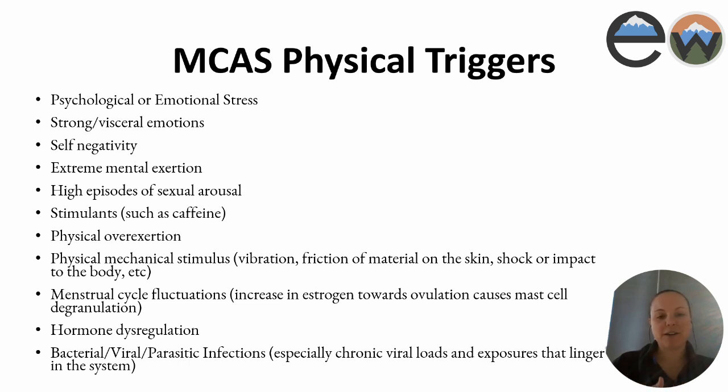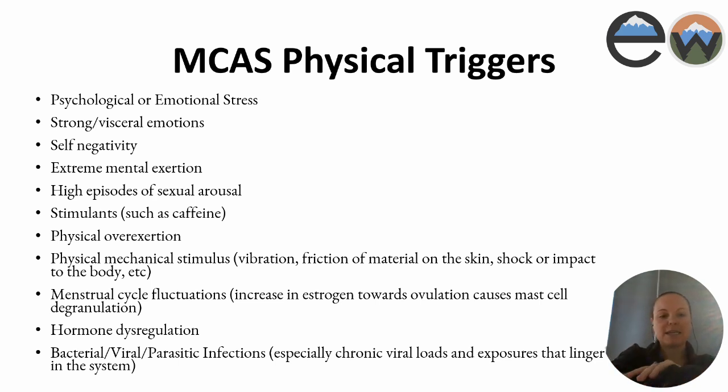High episodes of sexual arousal. So you can actually have abnormal mast cell reactions from sexual intercourse, or for some people, from climaxing and coming from a sympathetic state to that parasympathetic state very quickly. Again, we're talking about the communication with the neurological system. Stimulants. So caffeine for some people can actually cause a mast cell type of reaction, physical overexertion, any mechanical stimulus.